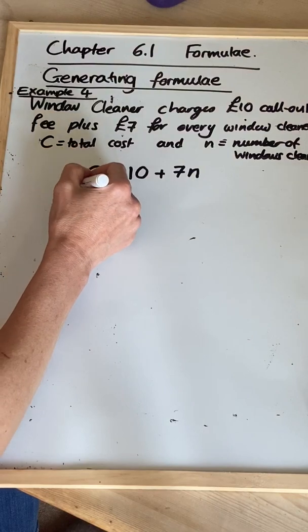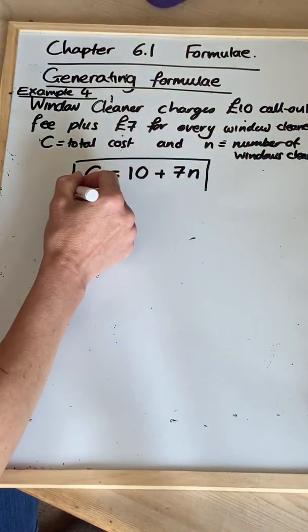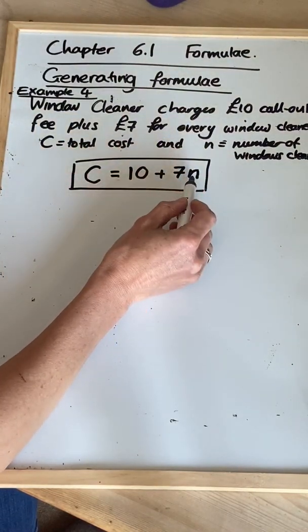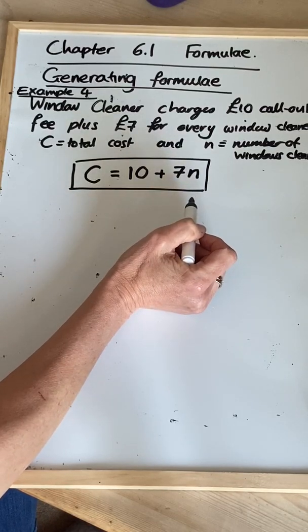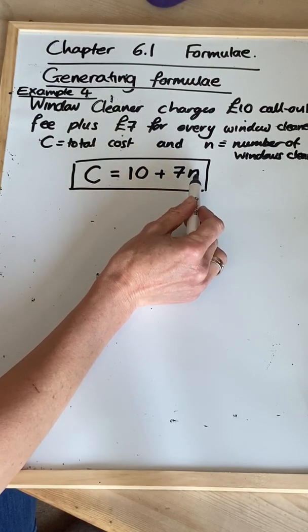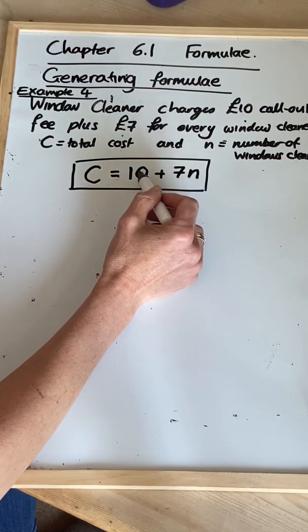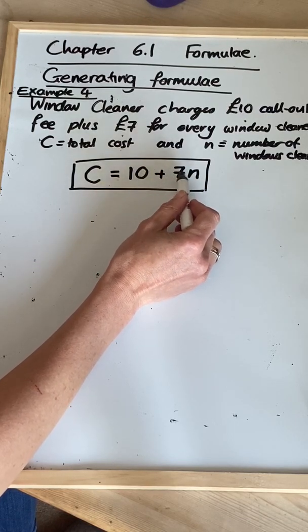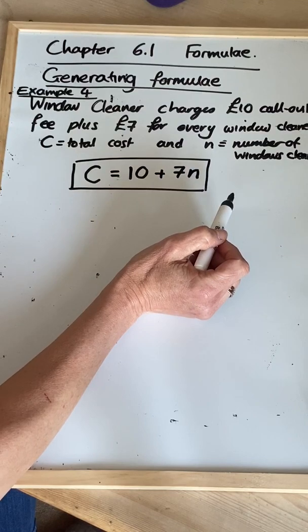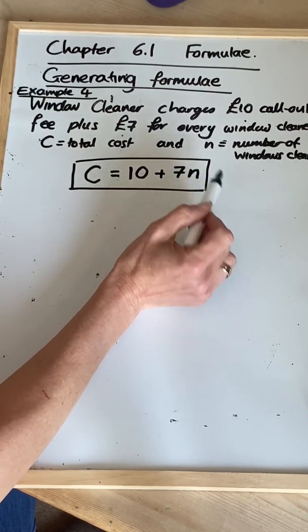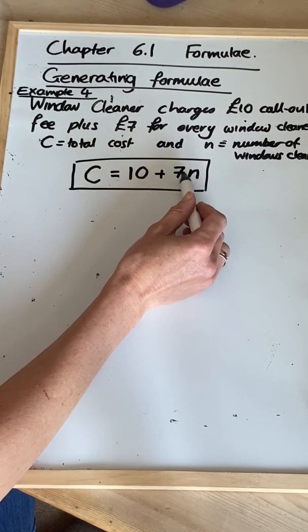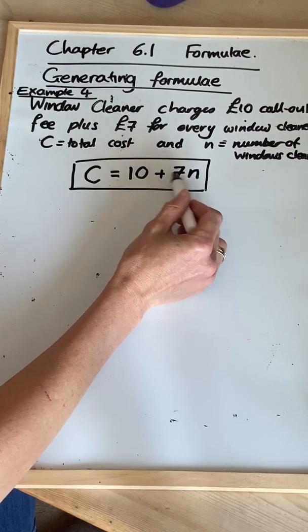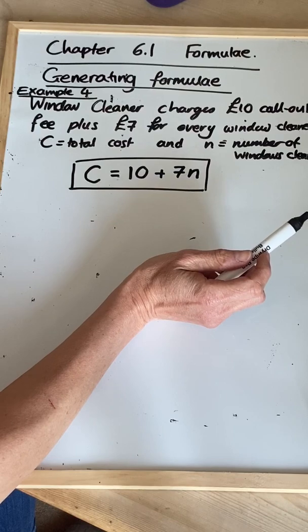And you can see that that formula works in the way that we've just described, because if n was 0, no windows cleaned, we just pay £10. If n equals 1, so 1 window cleaned, we'd be charged 10 plus 7 times 1, £17 in total. If we've got 5 windows being cleaned, it would be 10 plus 5 times 7, 35. 10 plus 35 would be £45.